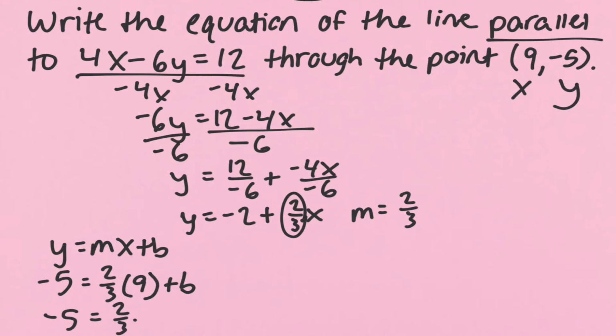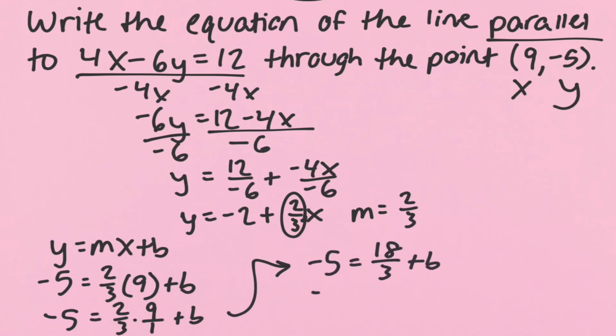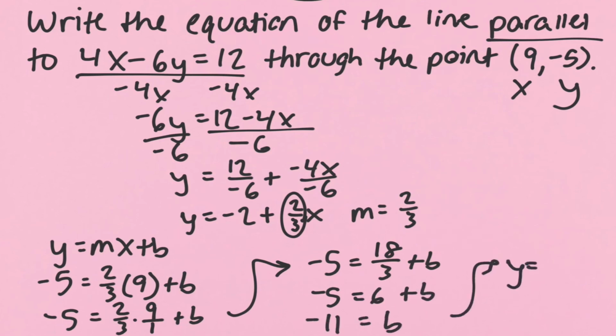When you multiply fractions, you multiply numerators and then you multiply denominators. We can subtract 6, we get -11 equals b, so our final equation is y equals 2/3 x minus 11.